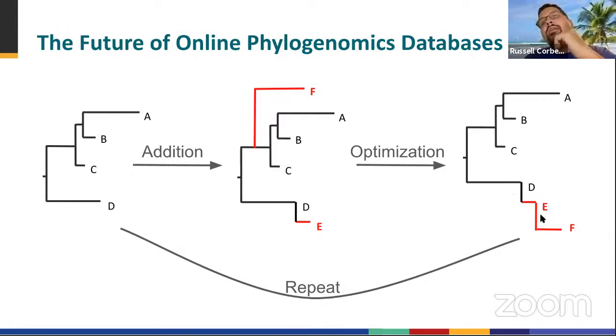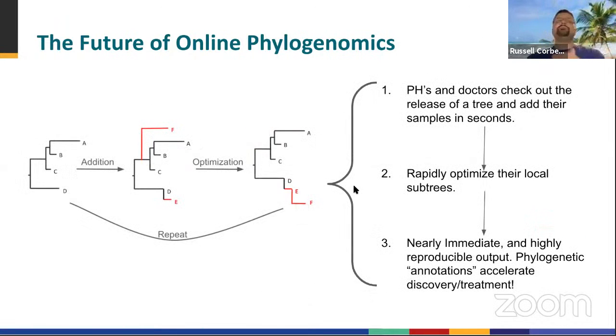My algorithm may run to completion because I'll run out of tree moves to try. That's fine. And then it'll just repeat. It'll go back to the beginning, and when new samples come in, we'll start adding and optimizing again and again and again. The idea is that by hosting these for every major and emerging human pathogen, public health offices and doctors will be able to check out the latest release of the tree, and they'll be able to add their samples in seconds. And they can rapidly optimize these local subtrees.